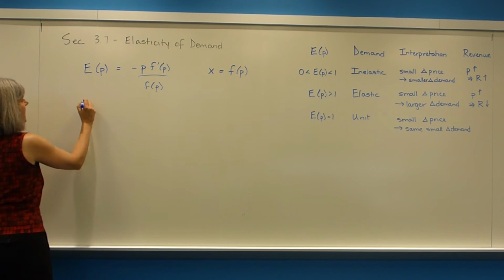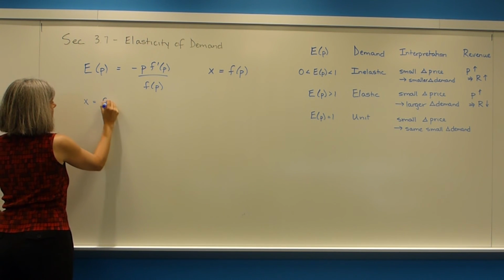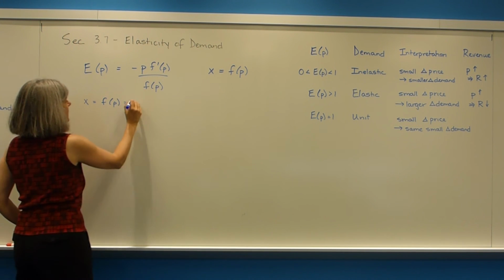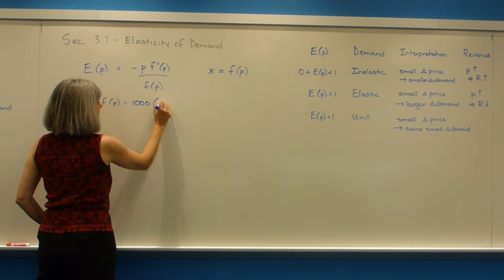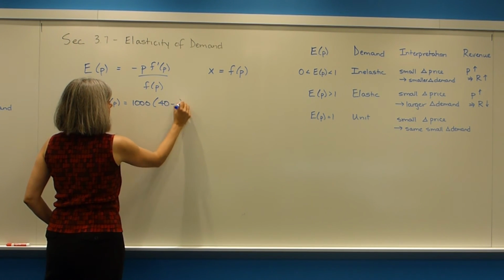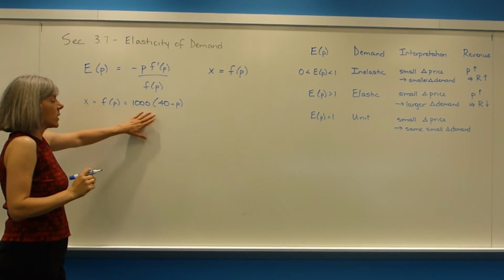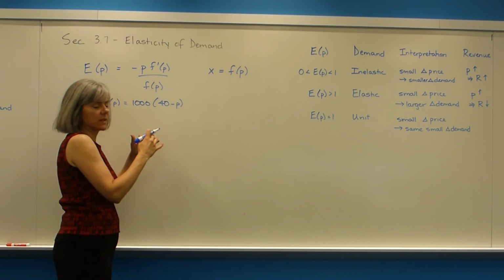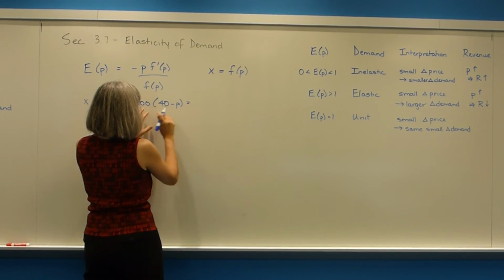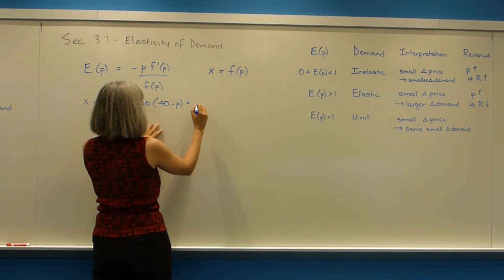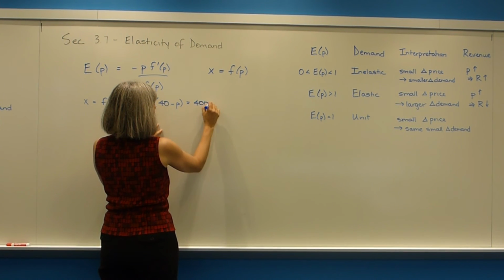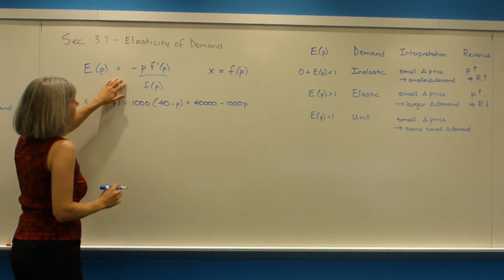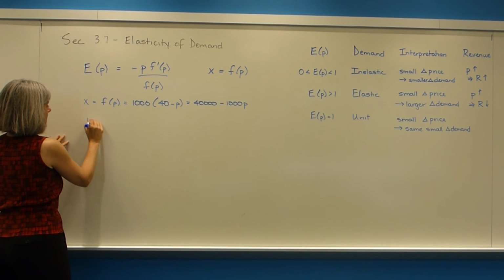So the first one we'll do is this one. We have x equals f of p, which equals 1,000 times 40 minus p. If you want to write that out for the purposes of finding the derivative, that's fine. Otherwise, you may want to leave it factored out for canceling purposes. So this would be 40,000 minus 1,000p. Okay, so we need to form the elasticity.